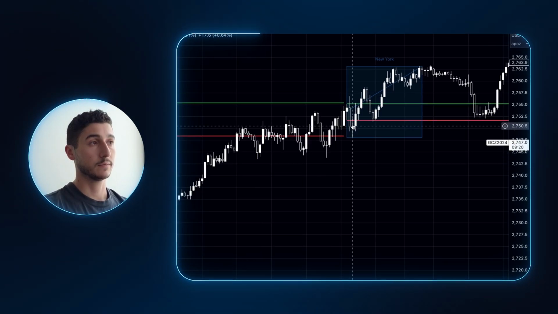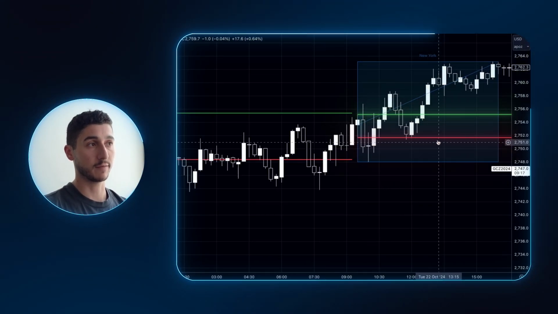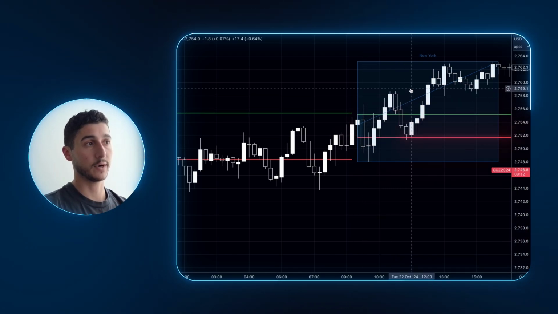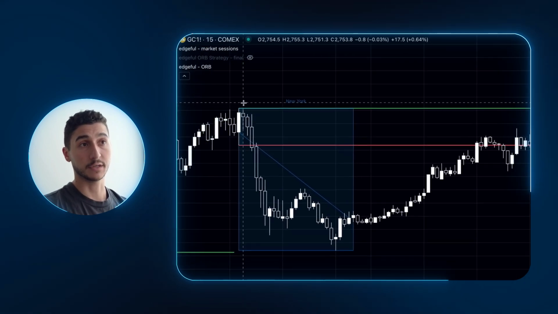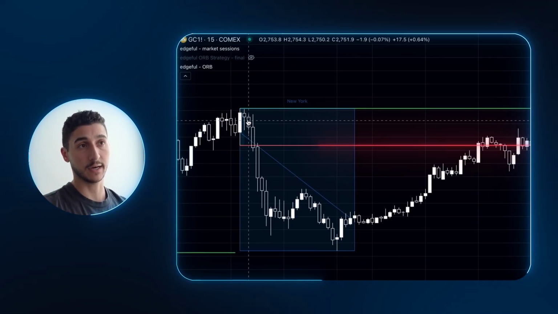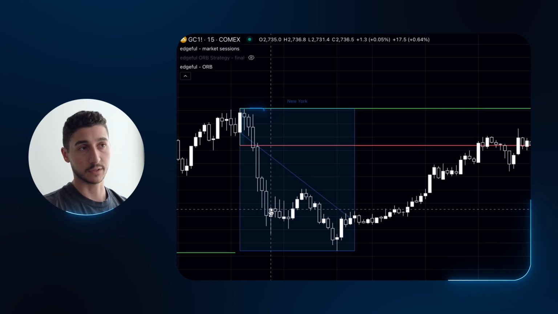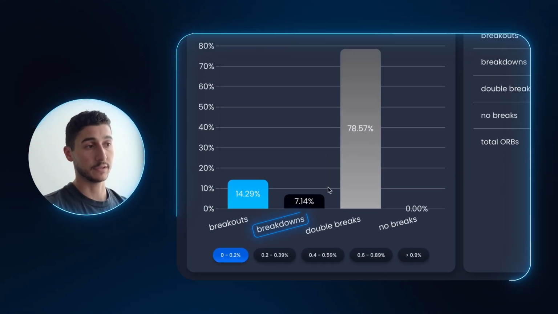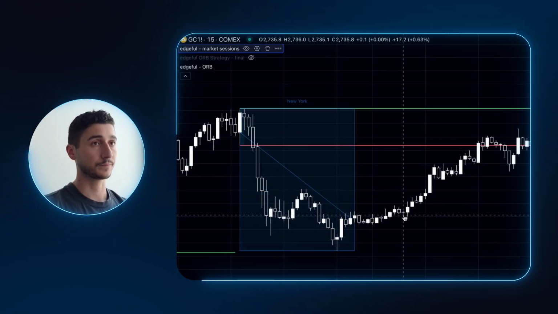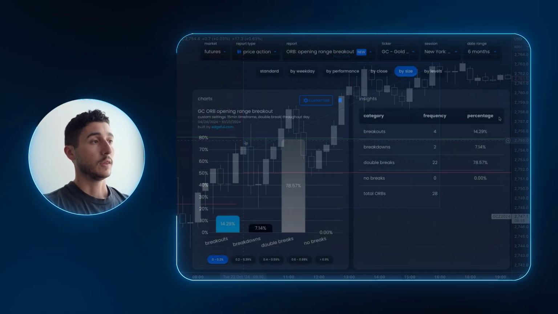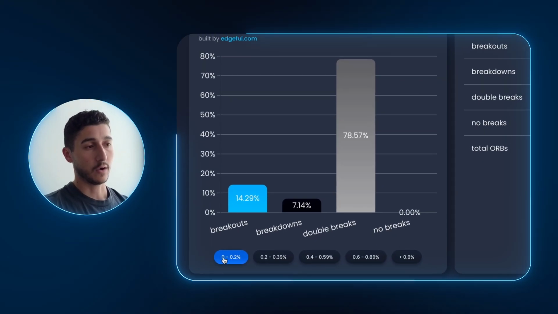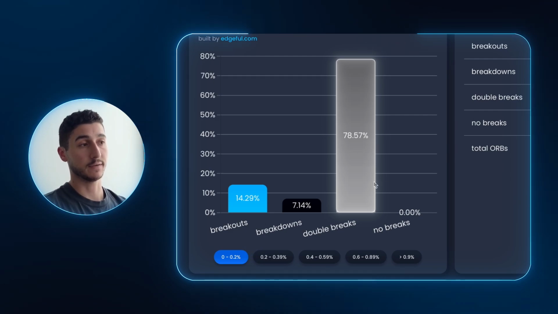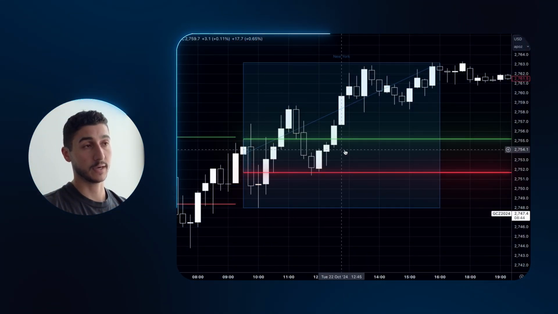So here, just quickly, is an example where price broke out of both sides of the ORB. You can see price to the downside of this low right here, and price to the upside of this high. Here's an example of price just breaking out to the downside. You can see the ORB gets formed, price moves to the downside, and then never touches the upside. So in this example right here, that falls into this breakdowns category. So right here, you can see that ORBs between 0 and 0.2% have almost an 80% chance of double breaking, of breaking both sides of the opening range.